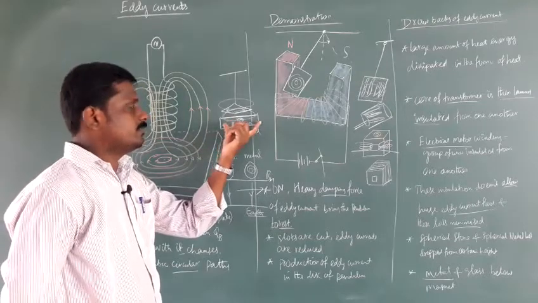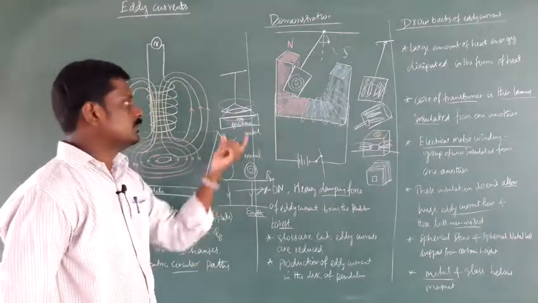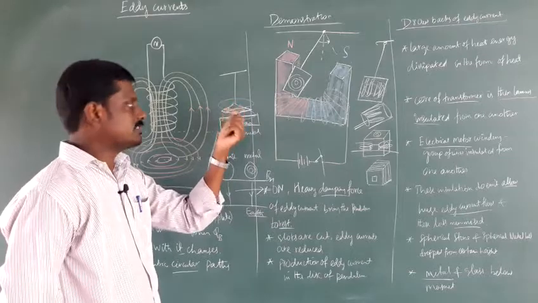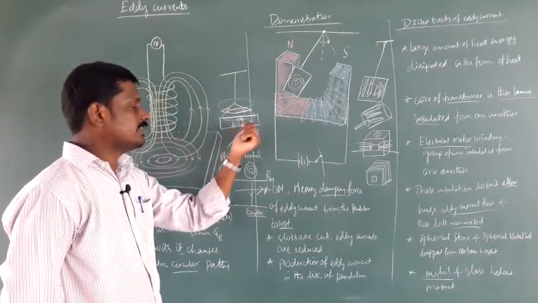Below it, a metal plate and a glass plate are placed in turn. It comes to rest very fast because of the eddy current produced in the metal.